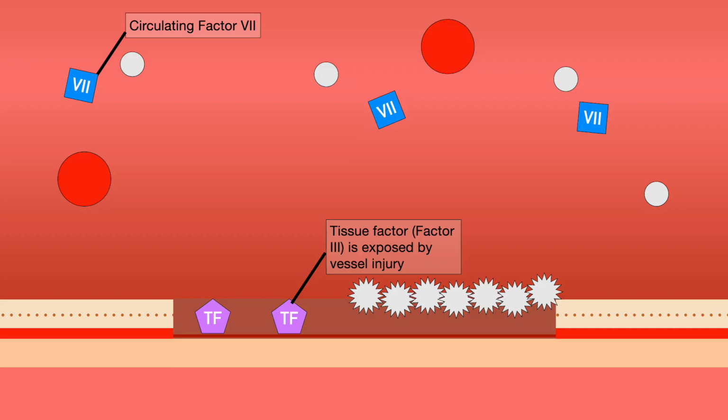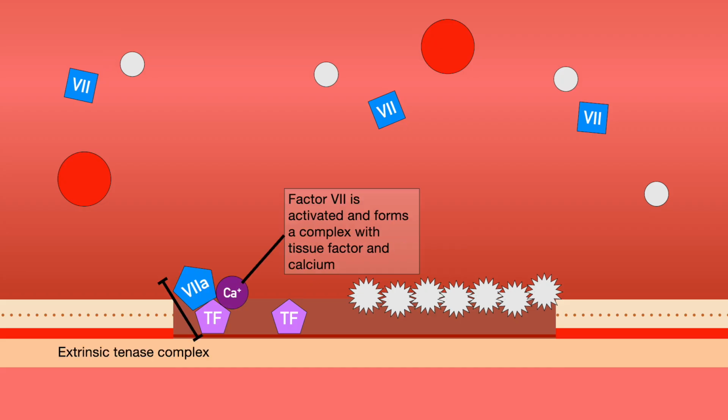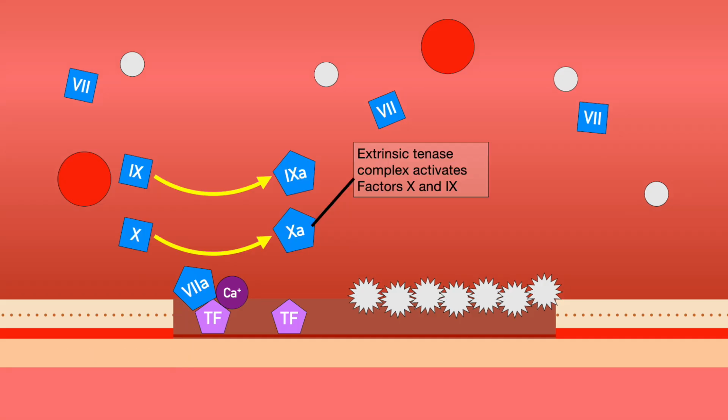After a vessel injury, tissue factor on the endothelium is exposed to blood circulation. Tissue factor activates factor 7 and binds to it, forming a complex along with calcium. We call this complex the extrinsic tenase complex. The extrinsic tenase complex is able to activate factors 10 and 9.